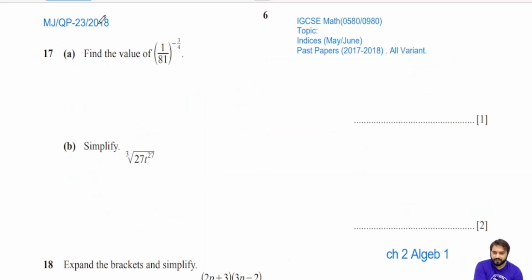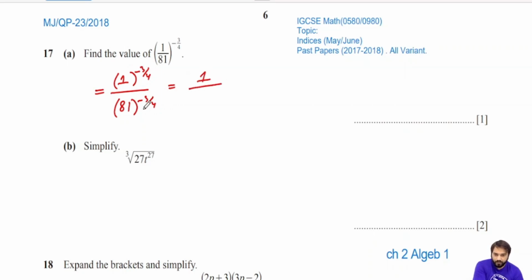Question 17 that appeared in 2018, question paper was 2 and the variant was 3, says find the value of 1 over 81 whole raised to power minus 3 over 4. So I can write separately 1 raised to power minus 3 over 4 and 81 raised to power minus 3 over 4. And we know the value, that is the power, if one has any power, the value of this is 1.